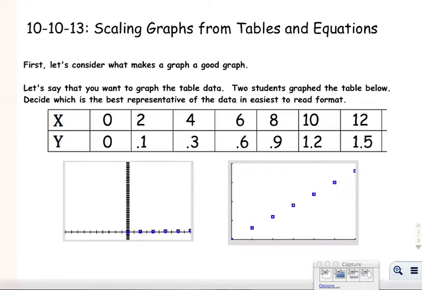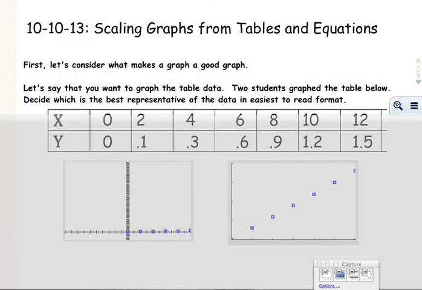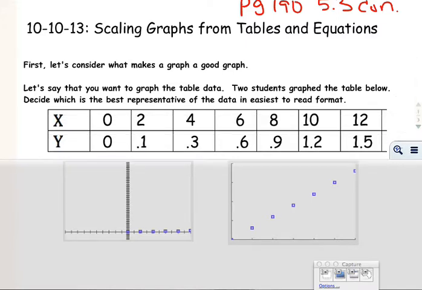But for everyone, as soon as you're done, you're going to go to page 190, and you're going to do the 5.3 consolidation. That's going to be kind of the proof in the pudding that these notes were effective for you, okay?